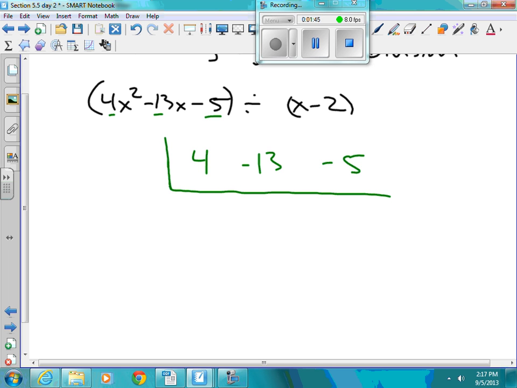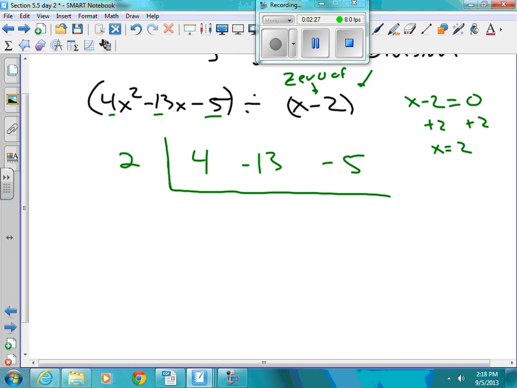Now, what goes outside the box is a little different. Before, we were substituting in a number. It said, find the function value f of 3, and you put 3 outside the box. But we're dividing by x minus 2. So what goes outside? Is it minus 2? Well, here's how you figure it out. You take what you're dividing by, the divisor, and you say, okay, x minus 2 equals 0. What would make x minus 2 be 0? Well, the zero of x minus 2 is positive 2. So that is what's going to go outside of the box: the zero of the divisor.